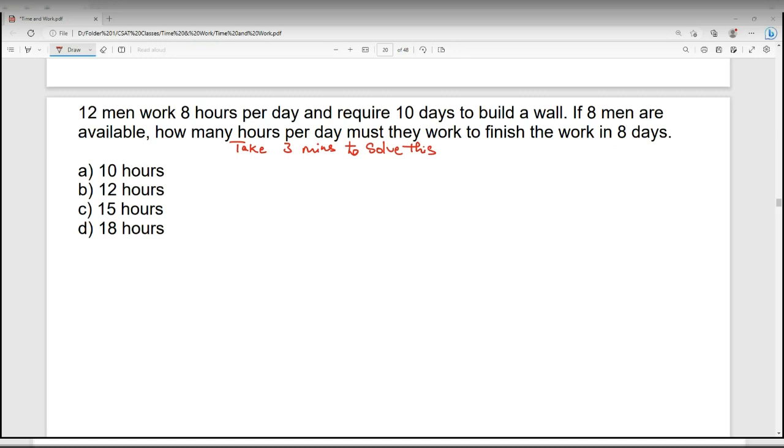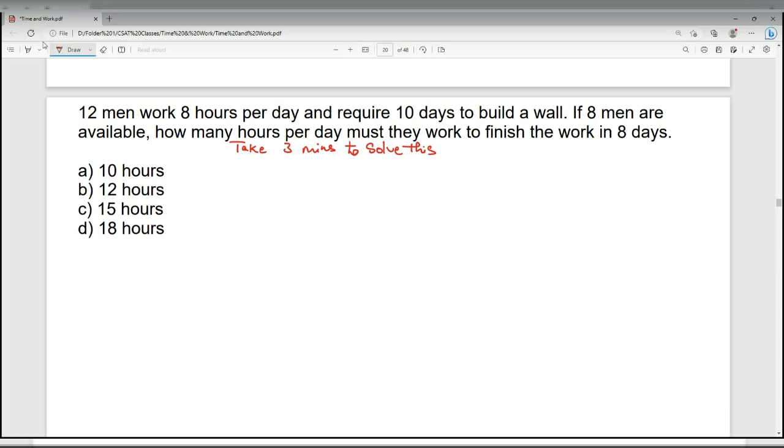The time is up. Please select the option choices that you have got in the channel. Around 27% have got option A, 27% have got option B, 46% have got option C, and nobody has got option D. So let's see what they're asking. They're saying that 12 men work 8 hours per day and require 10 days to build a wall. If 8 men are available, how many hours per day must they work to finish the work in 8 days?